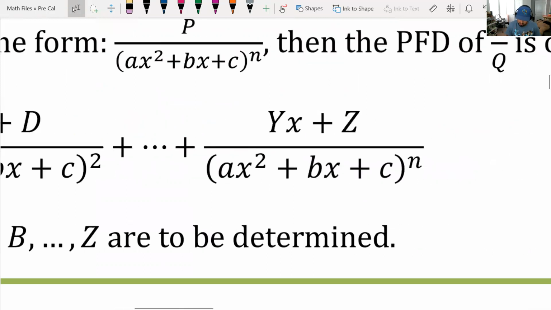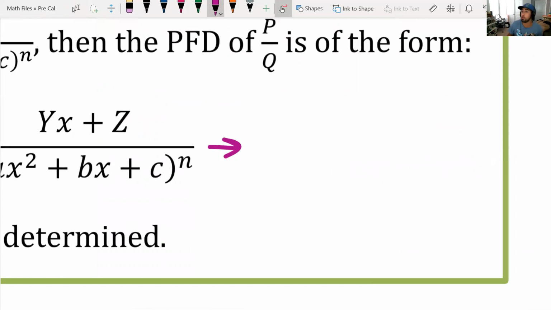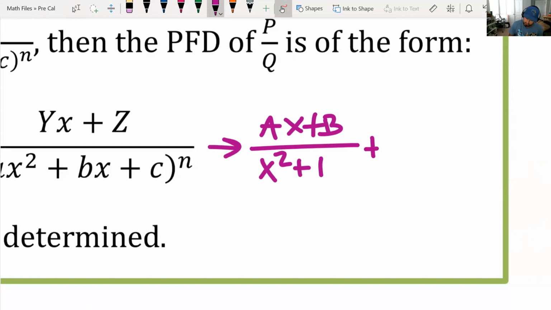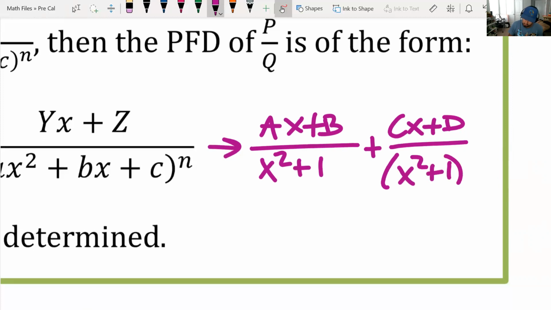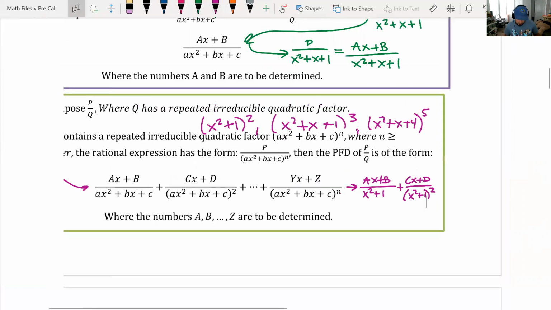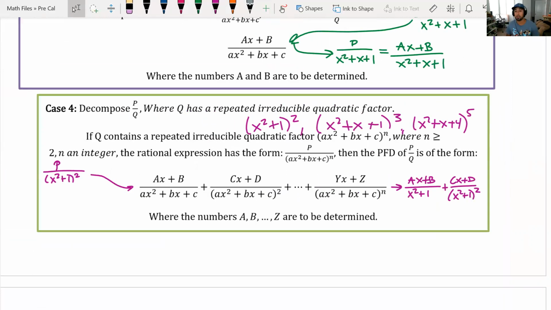So if we put that into form, then the way I wrote my fraction over there, I would get ax plus b over x squared plus 1 plus cx plus d over x squared plus 1 squared. There you go. So once again, how do you know how to break it down? The power tells you how many fractions you need to break it down into. If that was to the power of 5, we would have 5 more. Or, well, we would have 5 total. You get it. Okay. Whew.